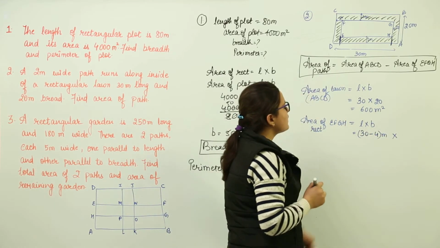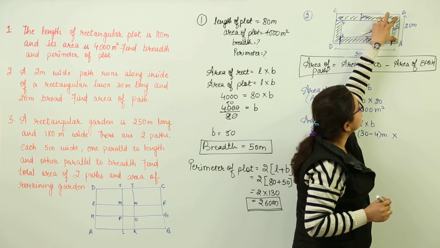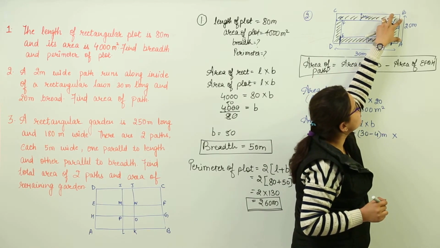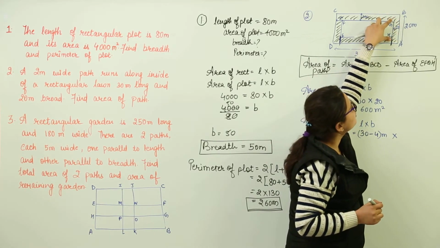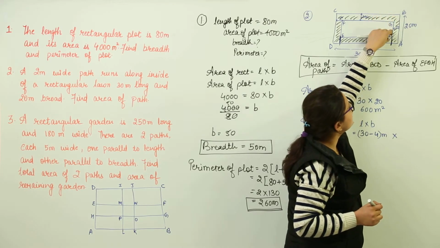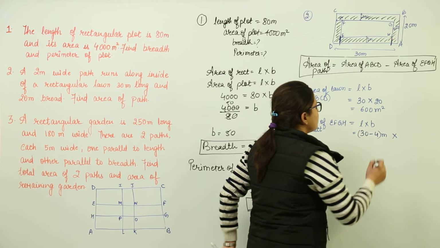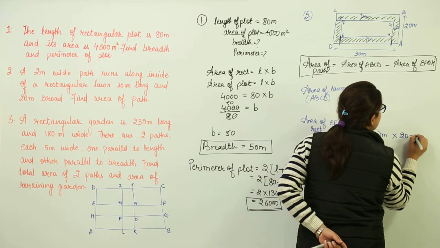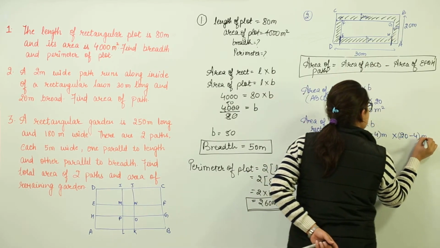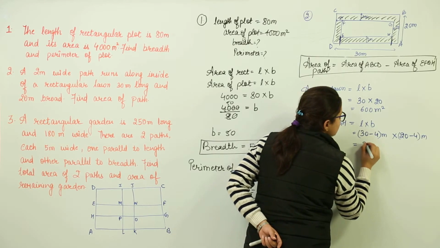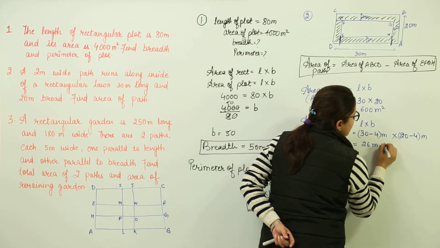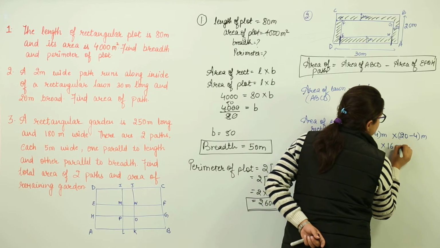Similarly, we are going to calculate the breadth. The total breadth of the lawn was 20 meters. Out of that total, we are going to subtract this 2 and this 2 to get us the breadth of the lower one. So we write over here 20 minus 4 meters, and here we have 30 minus 4 as 26 meters and 20 minus 4 as 16 meters.